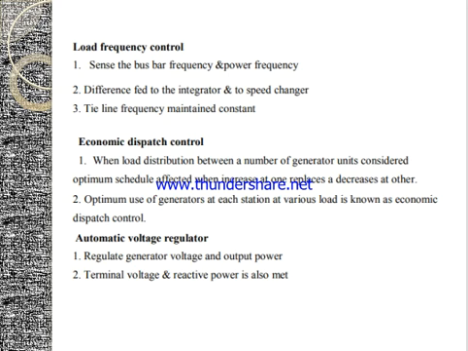Regarding the economic dispatch control, when the load distribution between a number of generator units is considered, then the optimum schedule will be affected when an increase at one replaces a decrease at the other. Optimum use of generators at each station at various loads is known as the economic dispatch control.